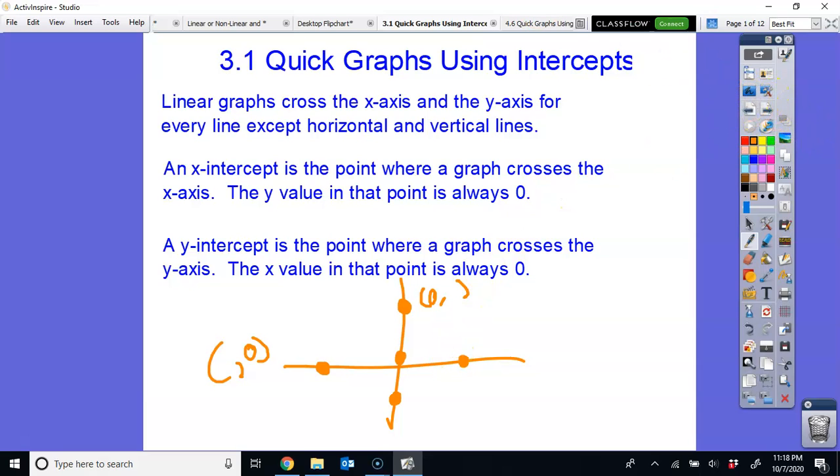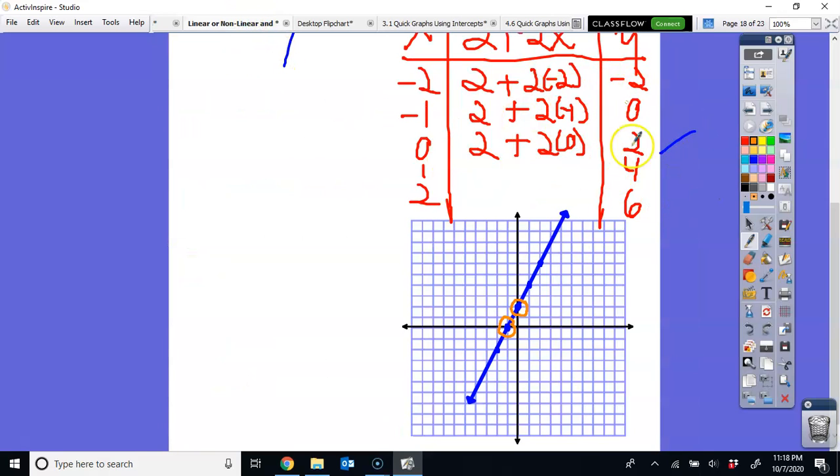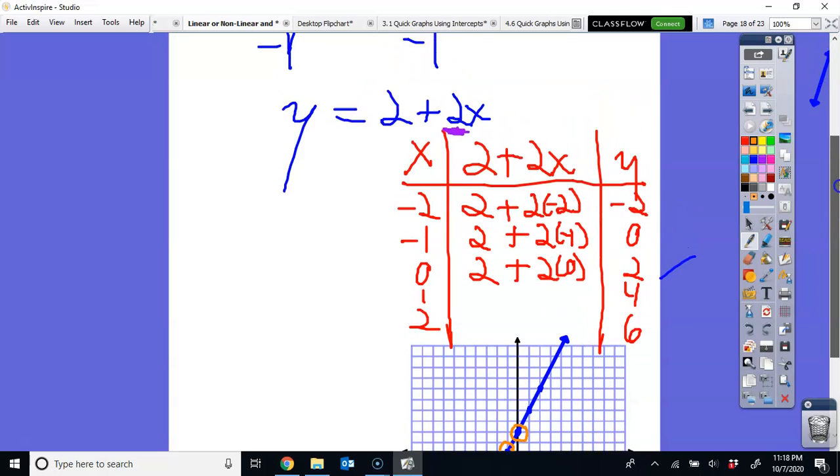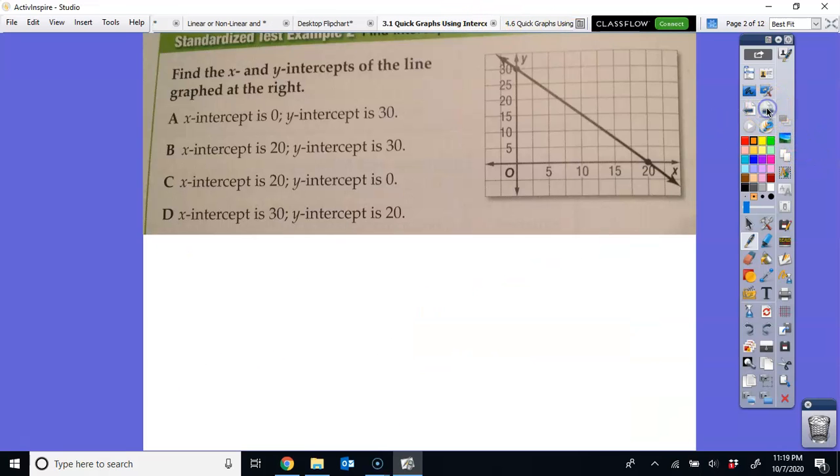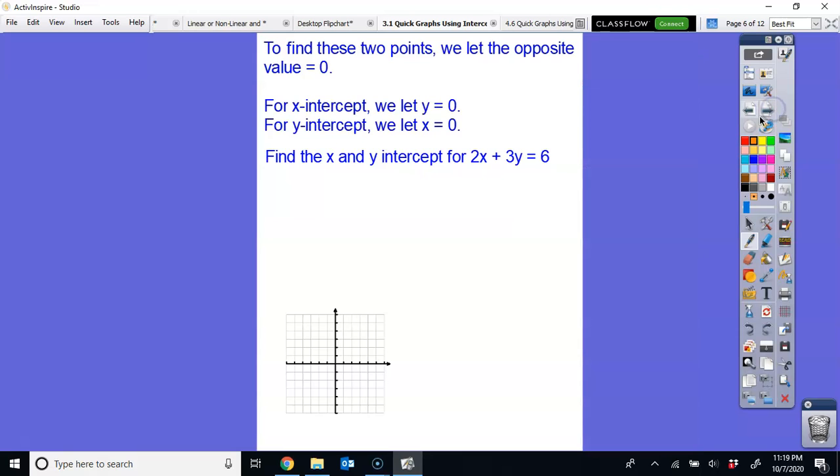In other words, we can take our equation, where we usually had to make this ugly table with a bunch of points, and we can just find those 2 special points by plugging in 0 for the opposite variable. If we want to find the x-intercept, we plug in 0 for y. If we want to find the y-intercept, we plug in 0 for x. You probably want to copy this down, because that's how you find those 2 quick points on the graph.